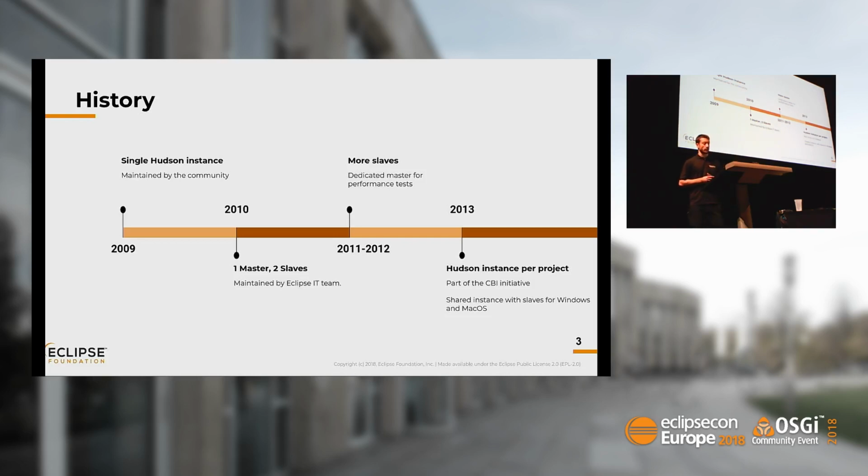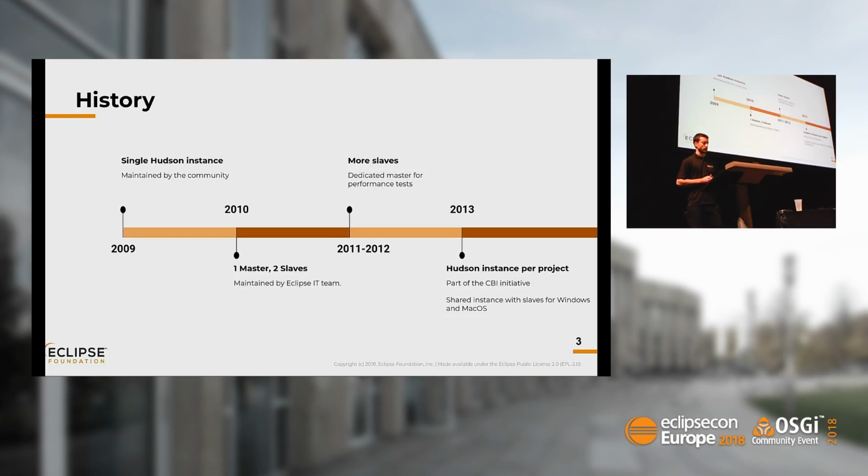In 2013, it became apparent that one single Hudson instance just did not cut it. There were too many projects, too many people wanted to build and test, and therefore a new initiative was created, the so-called Hudson instance per project, or in short, just HIP. With this, every Eclipse project got their own Hudson master instance. There was still the old shared instance, with some slaves attached for Windows and macOS, for example.